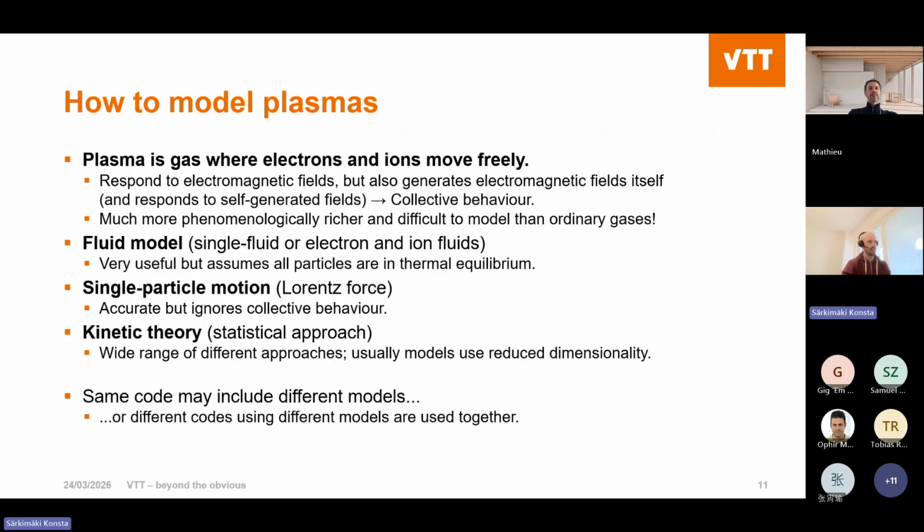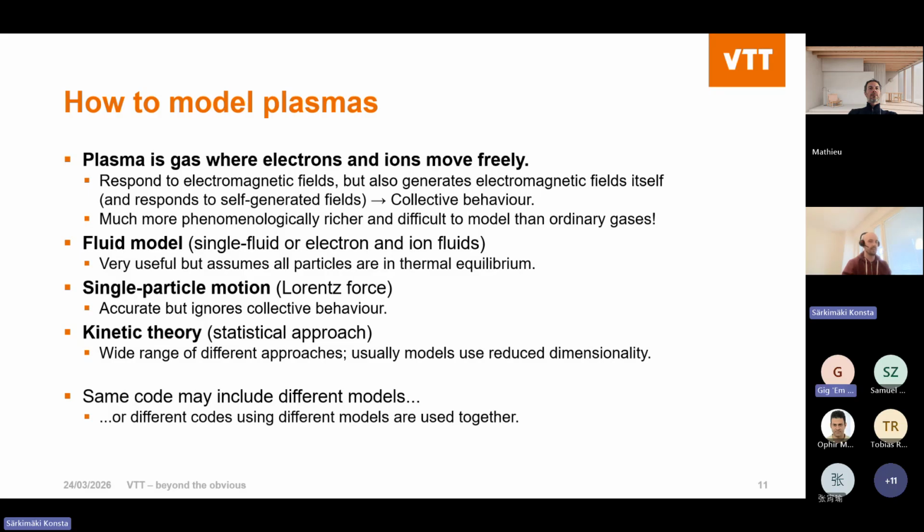So the only model that can capture the whole plasma physics is the kinetic theory, where you model the plasma using a distribution function, like a probability distribution, consisting of a large number of particles. But this is a very difficult and computationally expensive approach. So there are different kinetic models that try to simplify the problem a bit. But all of these models have their place.